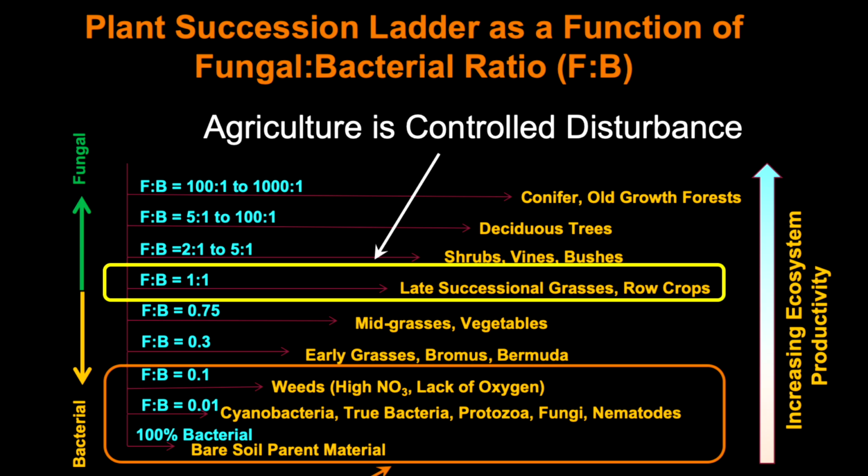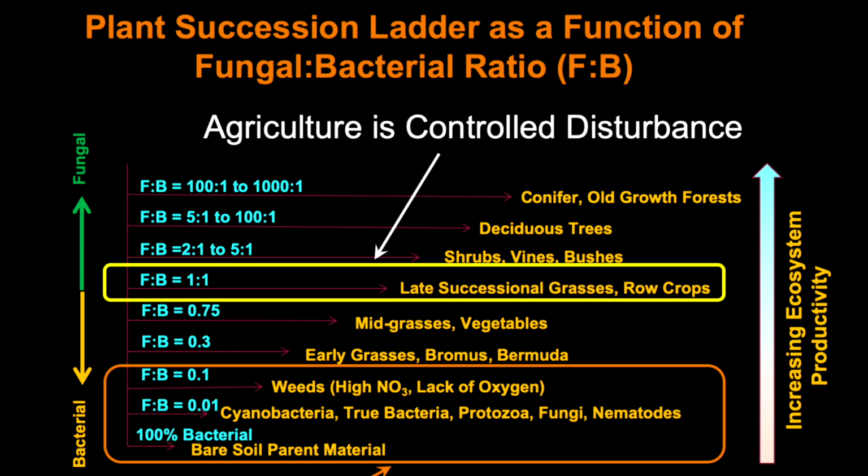There's a ladder of succession from a bare soil parent material up to an old-growth forest. And in that ladder of succession, we see increase in productivity. There's about 90 grams of dry biomass per square meter produced in a desert, compared to an old-growth forest at about 2,200 grams of dry biomass per square meter per year. As you see these changes, you also notice that we go from bacterial dominant systems to fungal dominant systems.